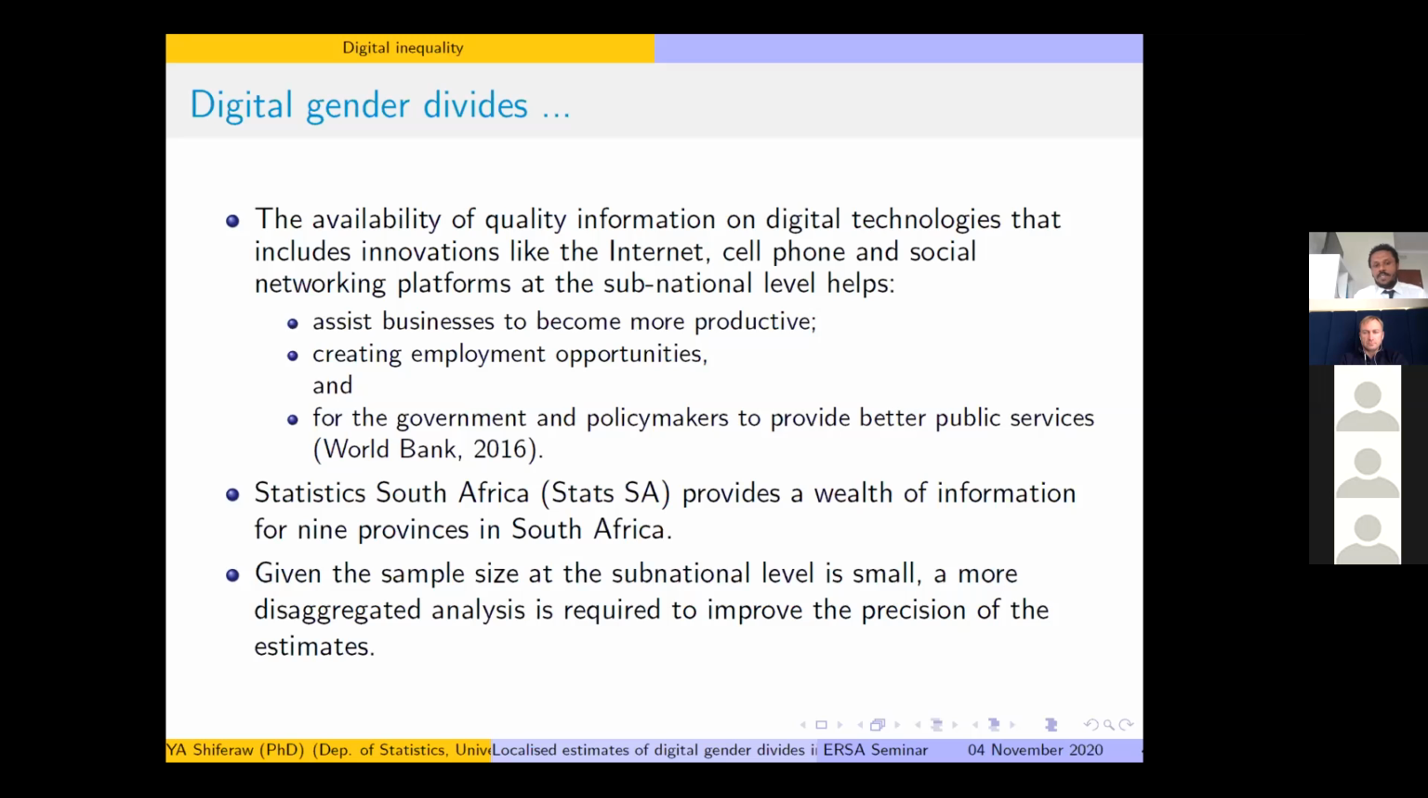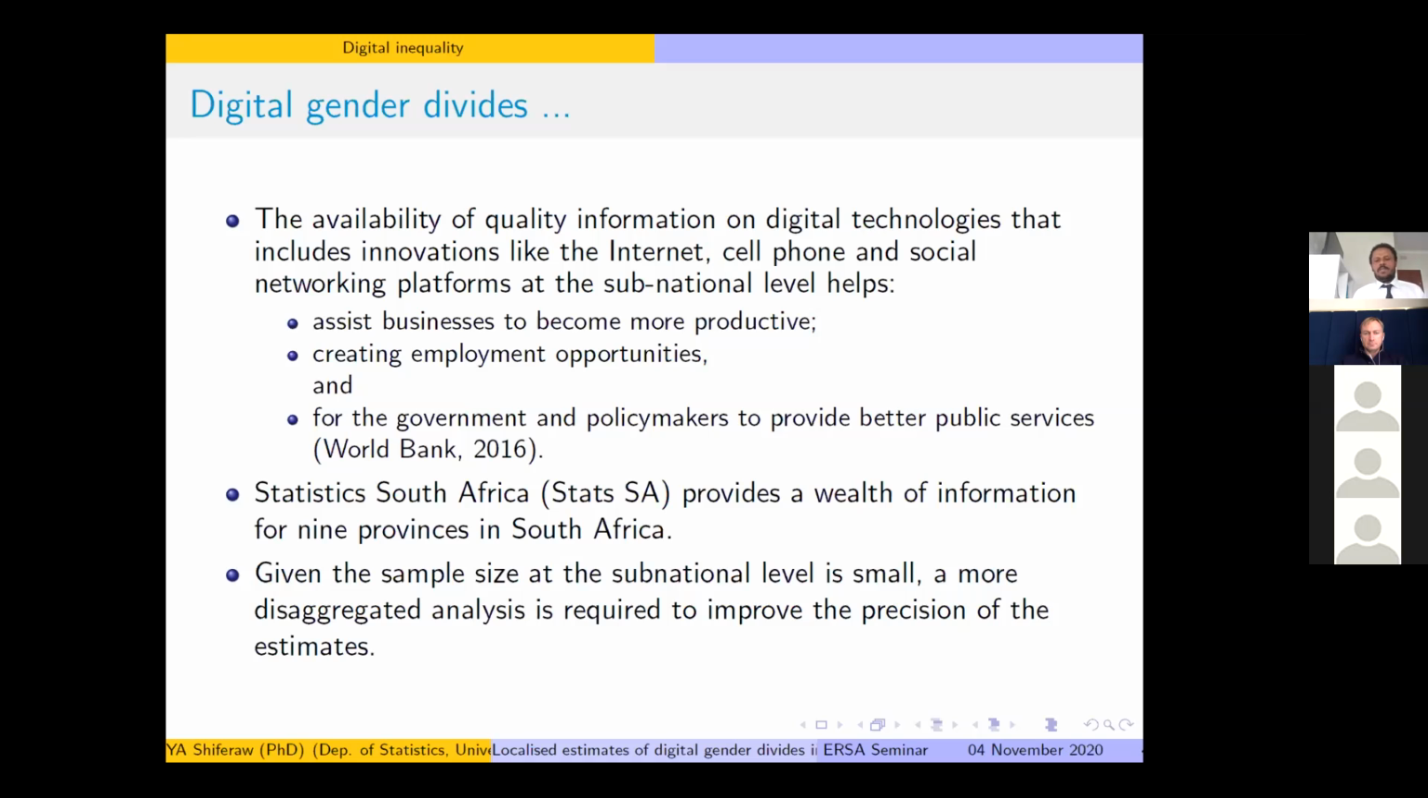In South Africa, we'll have another census next year. Maybe, I don't know if they're going to try it online or conduct it in the usual manner by going around and counting. I know there are difficulties to do that in the South African context. But Statistics South Africa provides a wealth of information for the 9 provinces and at the national level, the South African level as well.